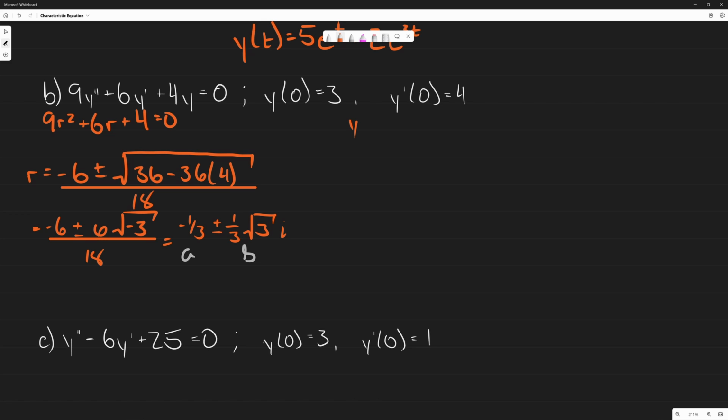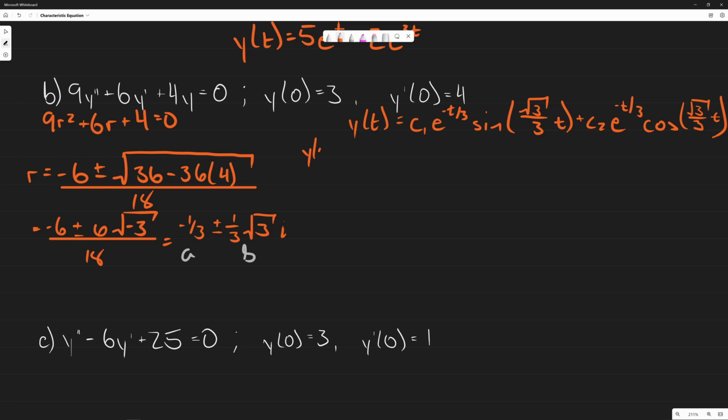So our general solution, y of t, equals c1 e to the negative t over 3 sine of root 3 over 3 t, plus c2 e to the negative t over 3 cosine of root 3 over 3 t. Now to plug in our conditions. When y is 0, sine of 0 is 0, giving us c2 equal to cosine of 0, which is 1, times 3. So c2 equals 3.